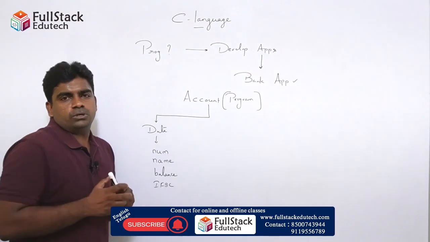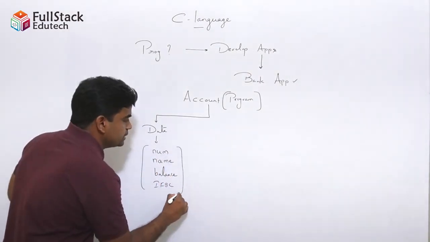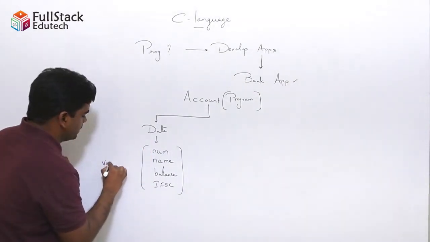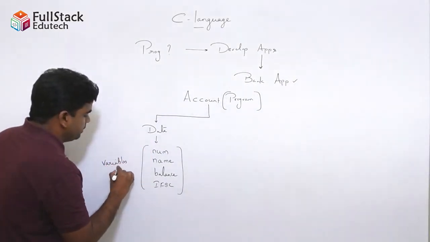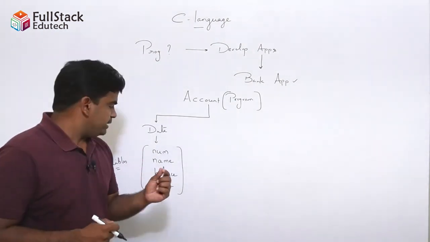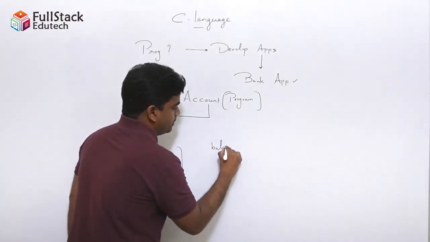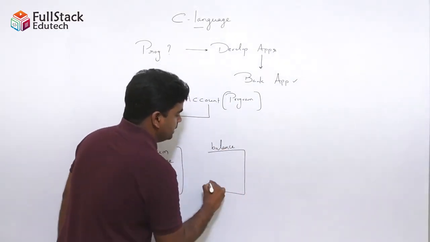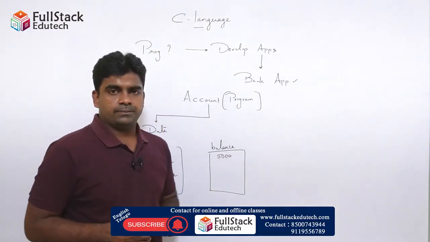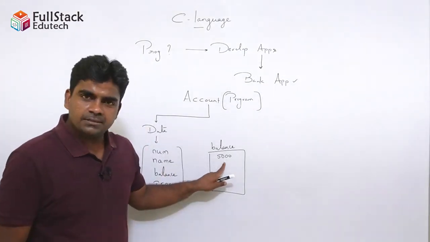So where can we store this information? Simply put, we can store the information of a program using the concept called variables. Variables are used to store information. Suppose I take one variable, balance. Here I am storing the balance value, some information. I just want to modify it. How can you modify this balance?